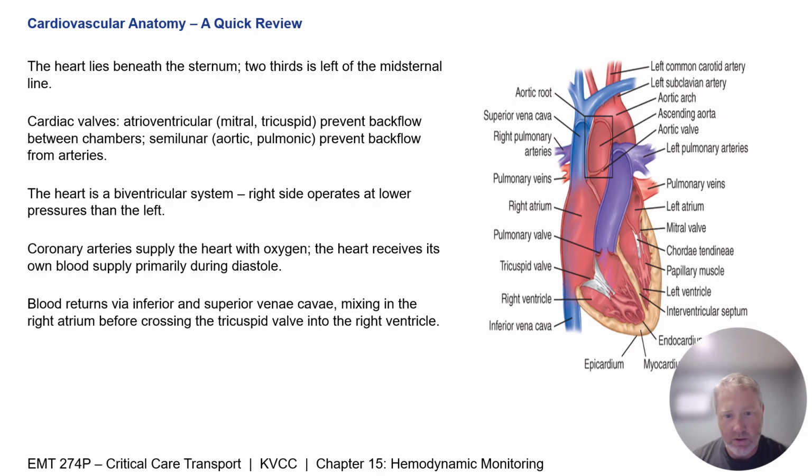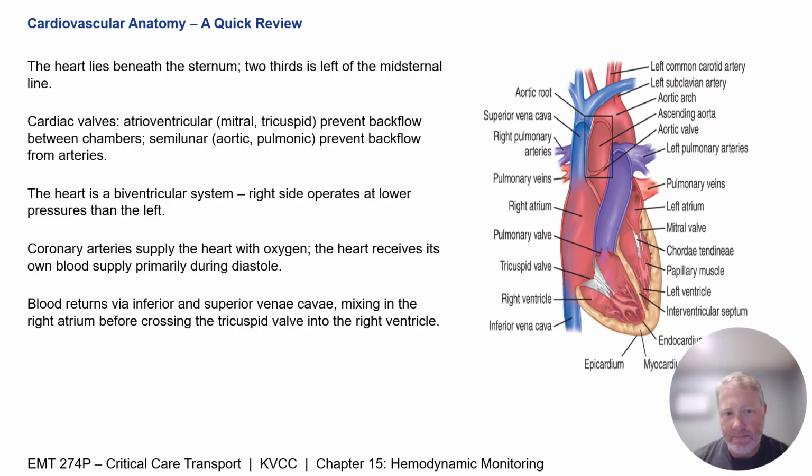Taking a look at our little picture here, the heart, of course, lies beneath the sternum. Two-thirds of it on the left side of the mid-sternal line, one-third on the right. The cardiac valves, so your atrioventricular, the mitral and tricuspid valves, prevent backflow between the heart chambers. The semilunar valves, the aortic and pulmonic valves, prevent backflow from the arteries.